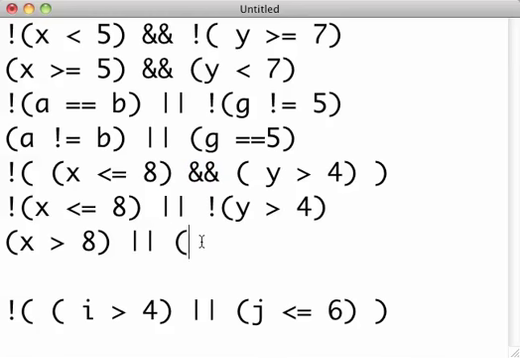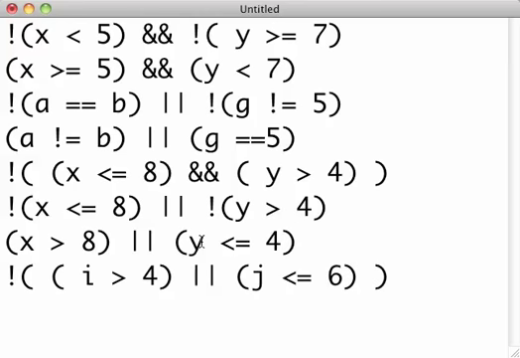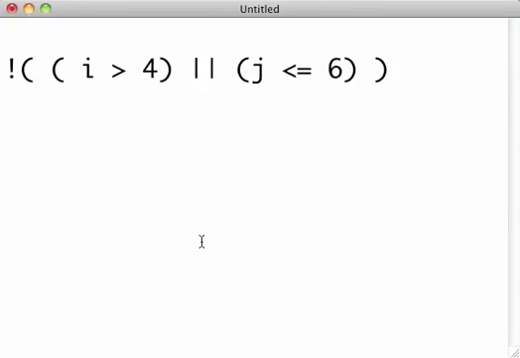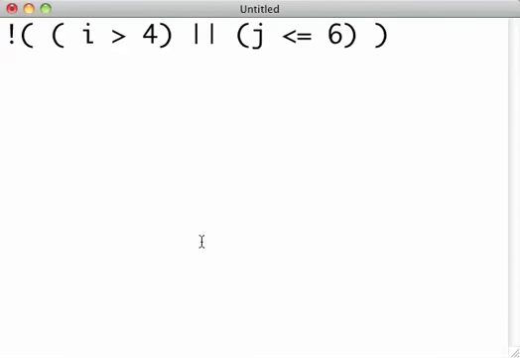So now we distribute the not on this one. Now y is, let's see, less than or equal to 4. And the last one, I'm going to get rid of these. The last one is i greater than 4 or j less than or equal to 6. The same thing. Let's just distribute the not on the outside. So we'll put it here.